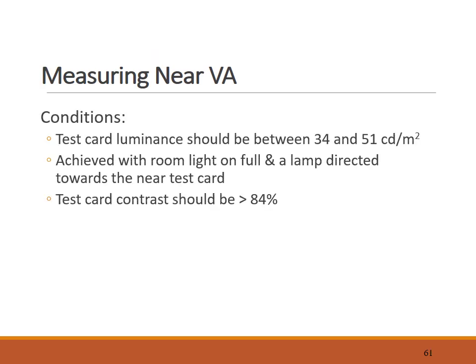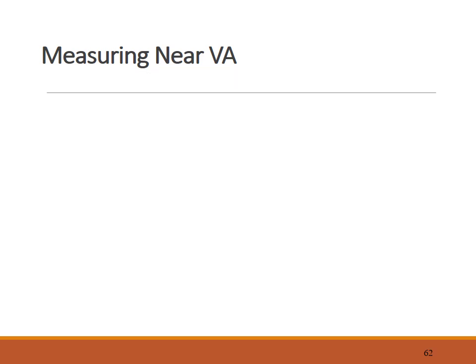The conditions in measuring near VA: the test chart luminance should be between 30 and 51 candela per square meter, achieved with room light on full and a lamp directed towards the near test chart. Test chart contrast should be more than 84%.